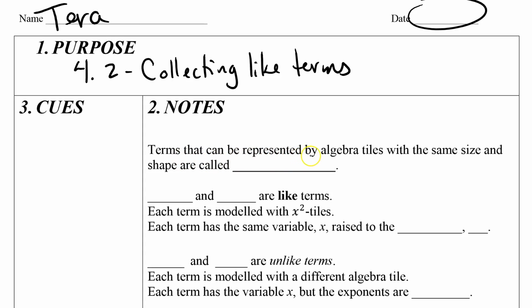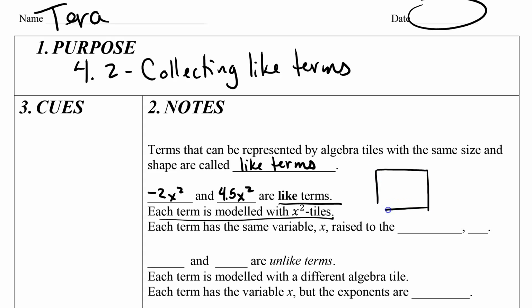Terms that can be represented by algebra tiles with the same size and same shape are called like terms. Negative 2x squared and 4.5x squared are both like terms because each can be modeled with x squared tiles. When we look at our algebra tiles, we have our x squared that looks like a big square. The big square, not the small square. Each term has the same variable, x, and it is raised to the power of 2.